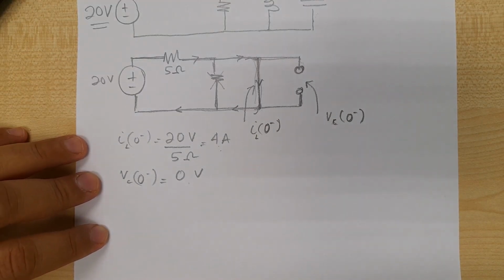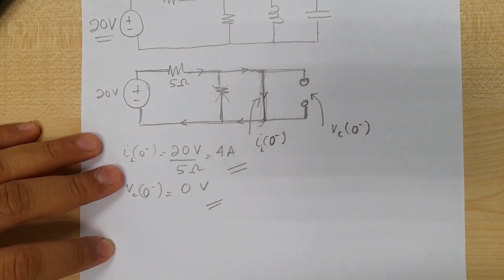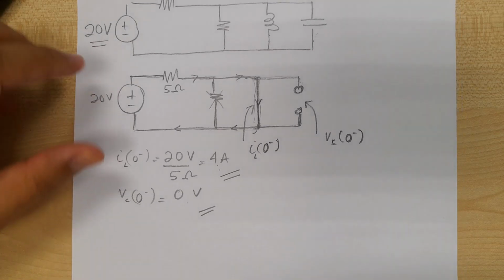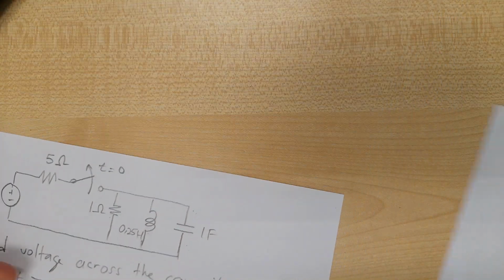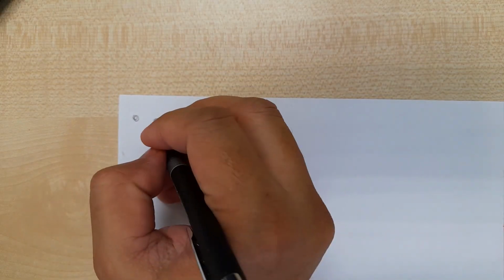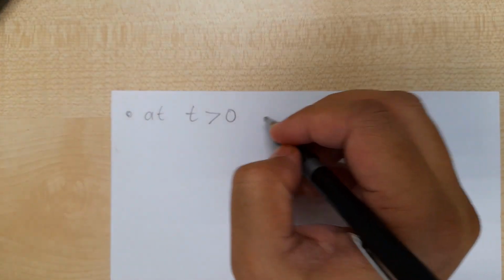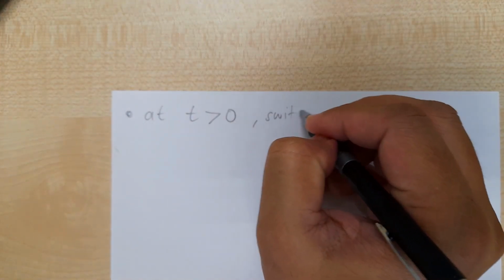Now once we have determined the initial condition for both the inductor and capacitor, we can continue with the circuit at t more than 0, after t is 0, after the switch is open.